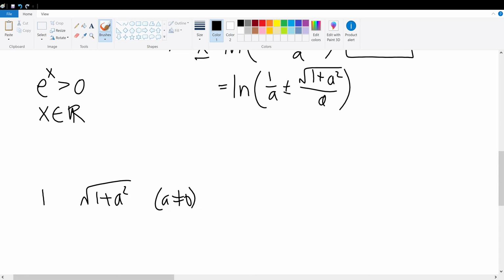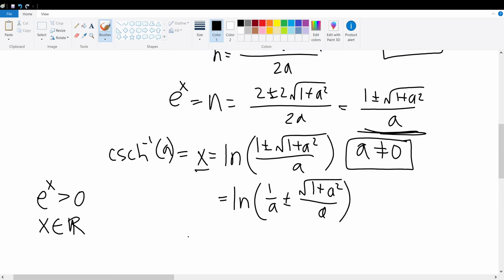And what will happen with a? a can be equal to any number and yet the square root will still come out greater than 1. a can be equal to 5, a can be equal to negative 4, a can be equal to pi. Whatever you like, the square root of 1 plus a squared will always be greater than 1.